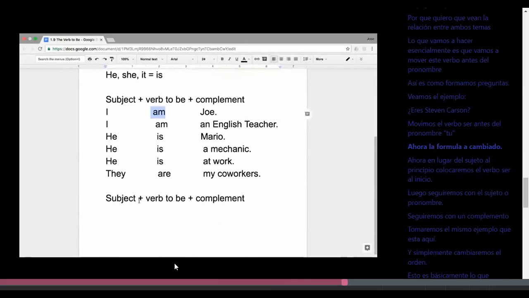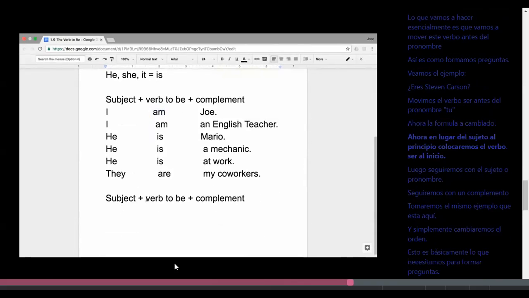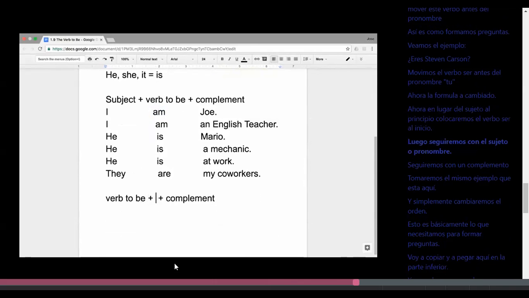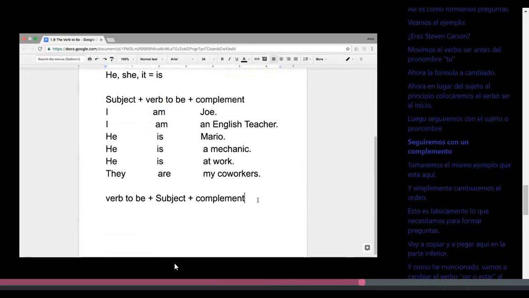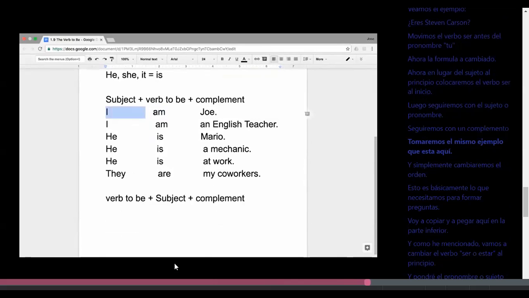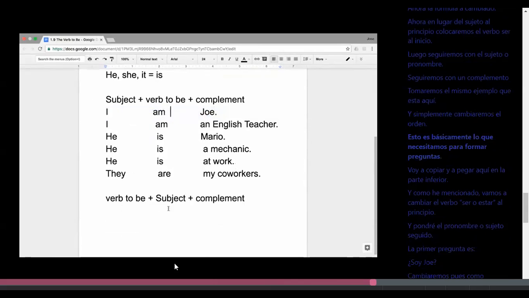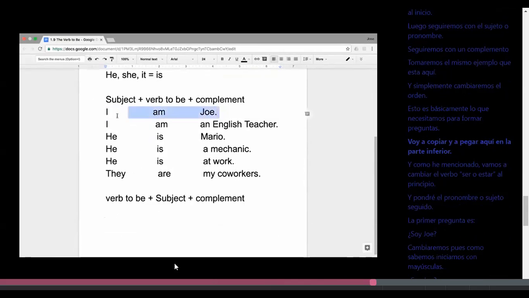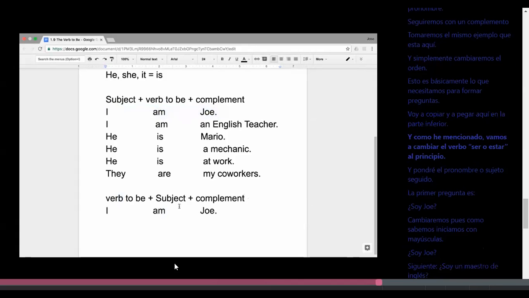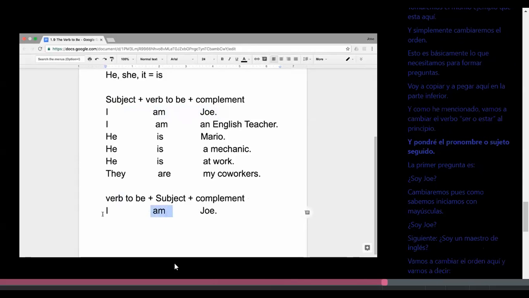Okay, so our formula needs to change. Now, instead of the subject at the beginning, we're going to put the verb to be at the beginning. And then we're going to put the subject or the pronoun. And then it's going to be followed by some kind of complement. So we're going to take the same examples here and simply change the order. And that's basically how we form questions. So I'm going to copy this and paste it here at the bottom. And as I mentioned, we're going to move the verb to be to the beginning, and put the pronoun there.